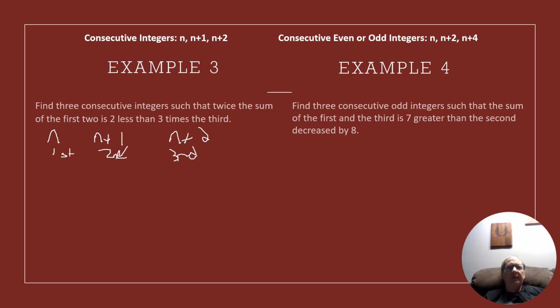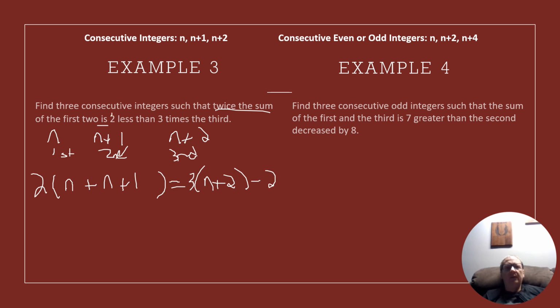Now I'm going to start reading. Twice the sum, so 2 times the sum, I'm going to put parentheses there, of the first 2 numbers. So the first number is n, and I'm doing a sum of that and the second number, which is n plus 1, is, so that's my equal sign, 2 less than, so I'm going to skip over that, 3 times the third. So I'm multiplying the third integer by 3. And I'm going 2 less than that because of this 2 less than. And there we go. There's our equation.